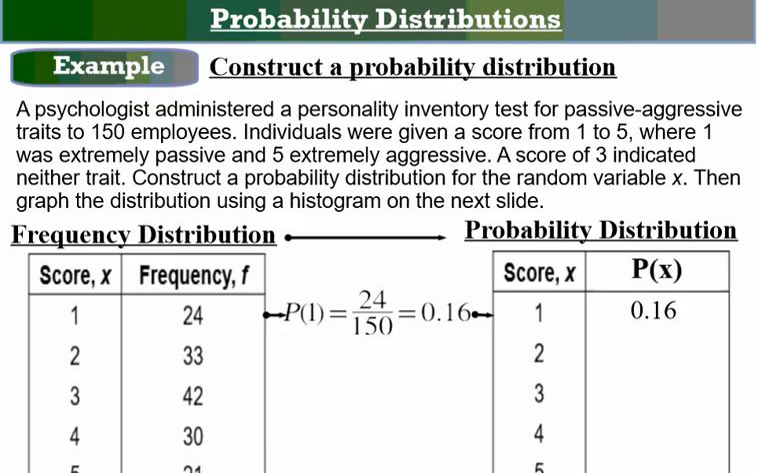So here's the situation. A psychologist administered a personality inventory test for passive-aggressive traits to 150 employees. Individuals were given a score from 1 to 5, where 1 was extremely passive and 5 was extremely aggressive. A score of 3 indicated neither trait. Construct a probability distribution for the random variable x, then graph the distribution using a histogram on the next slide.